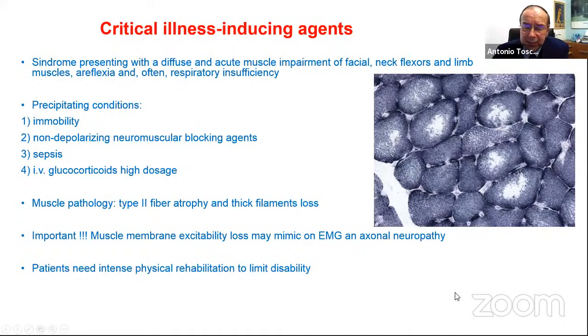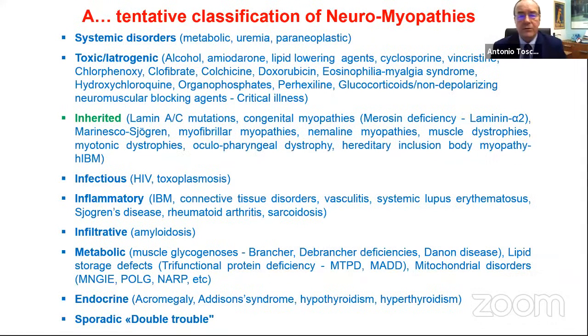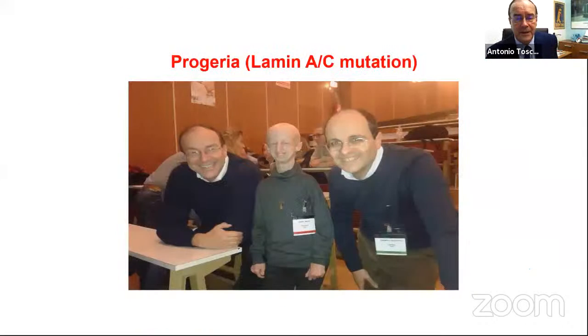I would like to outline something from the neurophysiological point of view that is important to know. Sometimes the loss of the membrane excitability may mimic an axonal neuropathy. So in this case, it's very important to have an expert neurophysiologist that can follow the case. And of course, to try to recover, physical rehabilitation is important. So the second group is mainly based on congenital myopathies. This is one of them, and this was a progeria case.